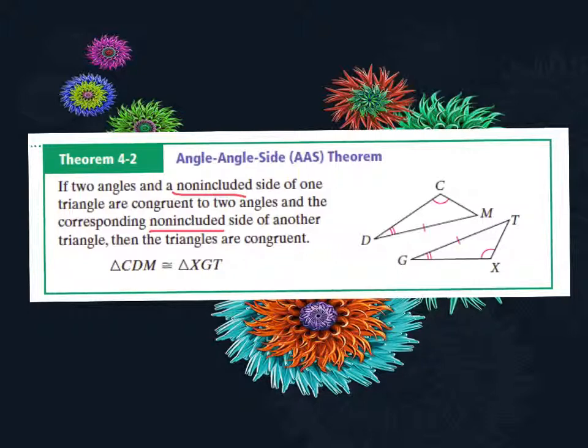And side of another triangle, then the triangles are congruent. And notice that this one is not a postulate. I was also mistaken about that. This one is a theorem now. It's a theorem, so that means that it's already been proved for all cases, and we're going to accept it as a theorem instead of a postulate.